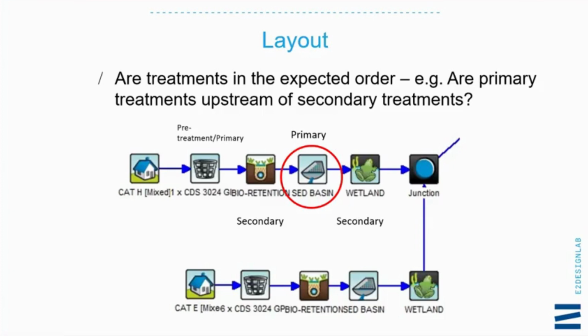But in practice, what it means is the bioretention gets completely saturated with water and stays wet for a long period. And then the plants in the bioretention die. So it's not really a good idea to put a bioretention downstream of a wetland. So we're looking that we don't have anything like that in our model.